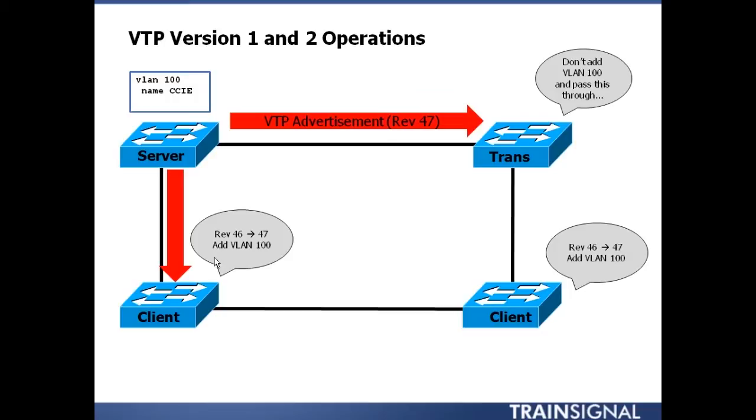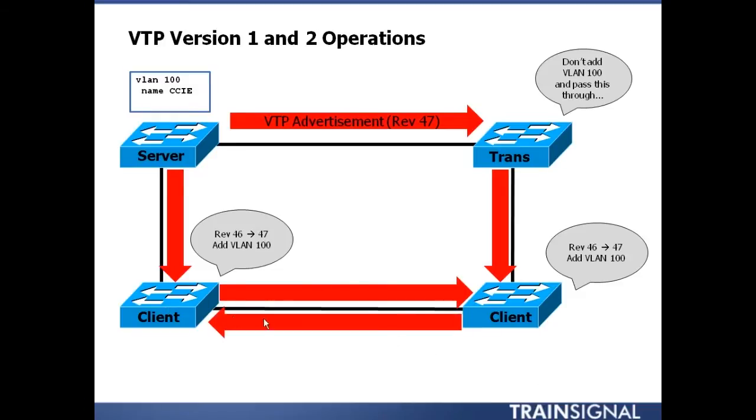The client, though, says, okay, rev 47 is higher than rev 46, so go ahead and make the changes to my database. Same thing happens down on this switch here. And then the two clients actually will end up sending updates to each other. Those updates won't do anything because by that point they've both already updated to rev 47. So you're essentially advertising the same revision number at that point. So that's basically how VTP version 1 and 2 operate.